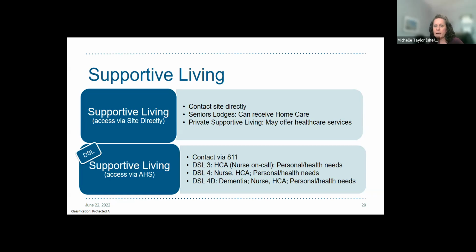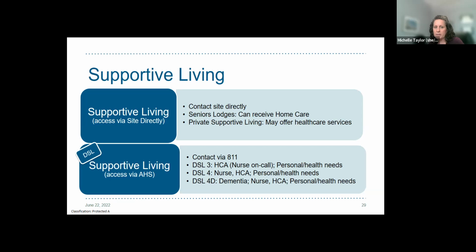Supportive living are facilities where services such as meals and housekeeping are provided in order to support residents to live as independently as possible. And there are two ways of accessing supportive living: accessing through the site directly and accessing through Alberta Health Services.